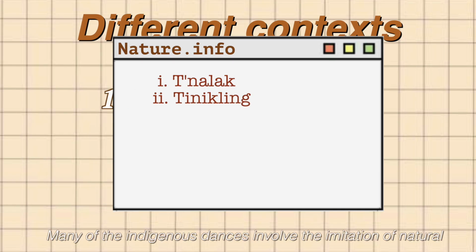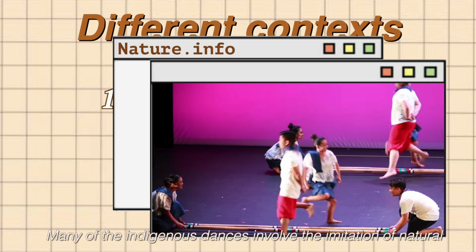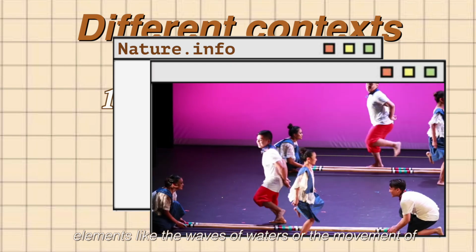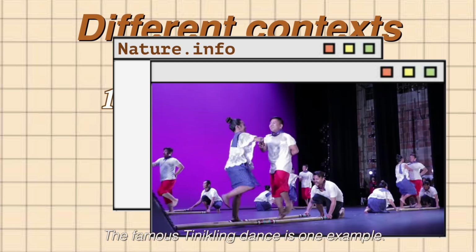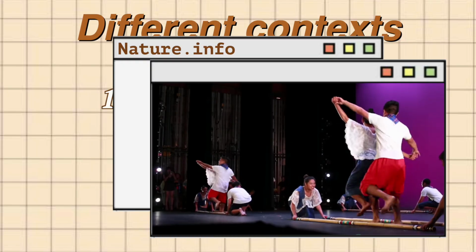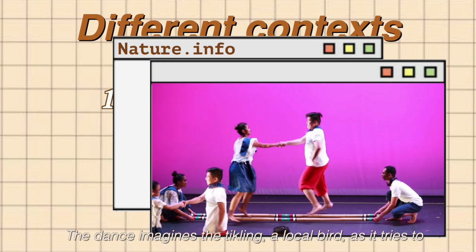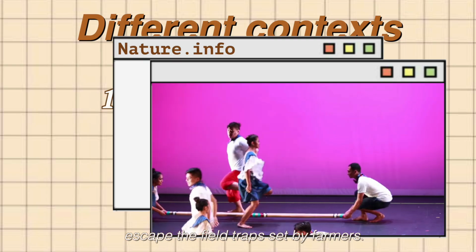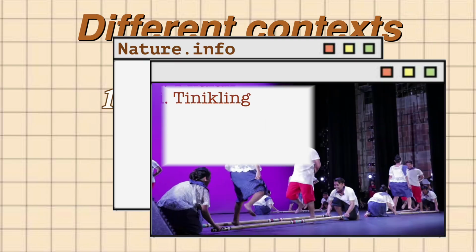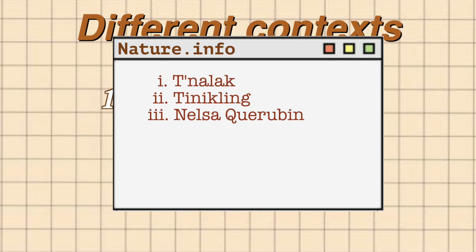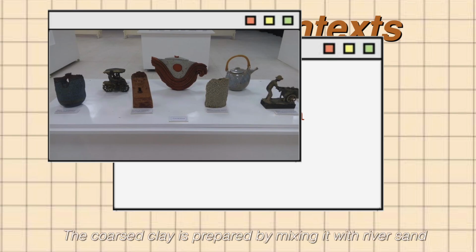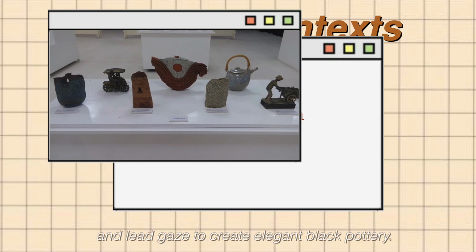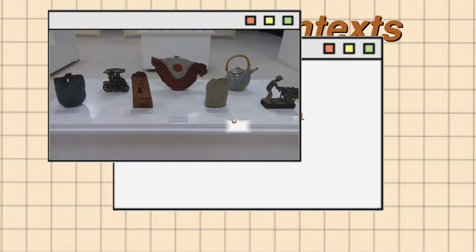Tinikling. Many of the indigenous dances involve the imitation of natural elements like the waves of waters or the movement of animals, and many more. The famous tinikling dance is one example. The dance imagines the tikling, a local bird, as it tries to escape the field traps set by farmers. Nelsa Cerbin. She is a ceramist who experimented with iron-rich San Dionisio clay found in Iloilo. The coarse clay is prepared by mixing it with river sand and lead glaze to create elegant black pottery.